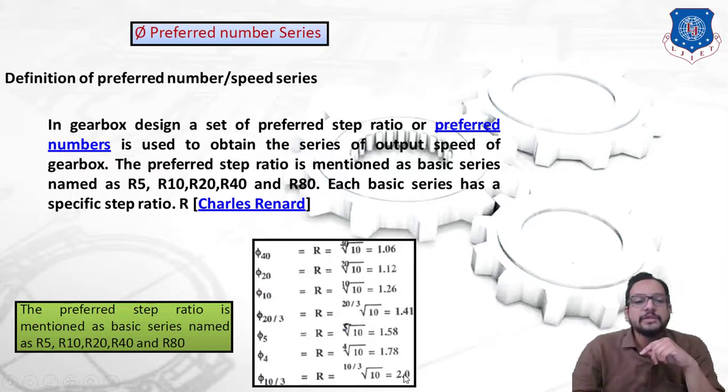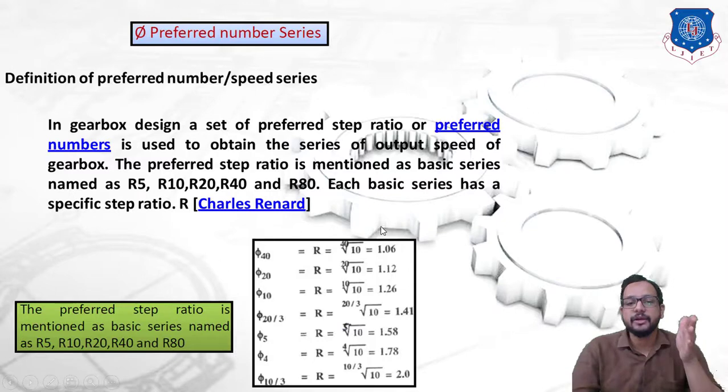So the preferred step ratio is mentioned as a basic series named, remember, R5, R10, R20, R40 and R80. You need to keep in mind that this would be mentioned in the data, but you would have to find the corresponding value of this Charles Renard series.